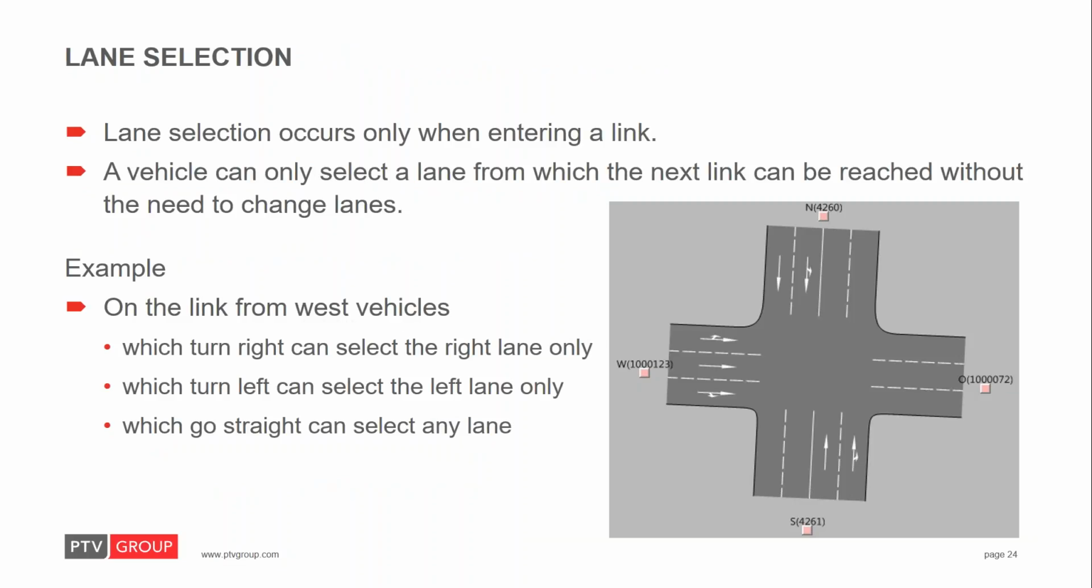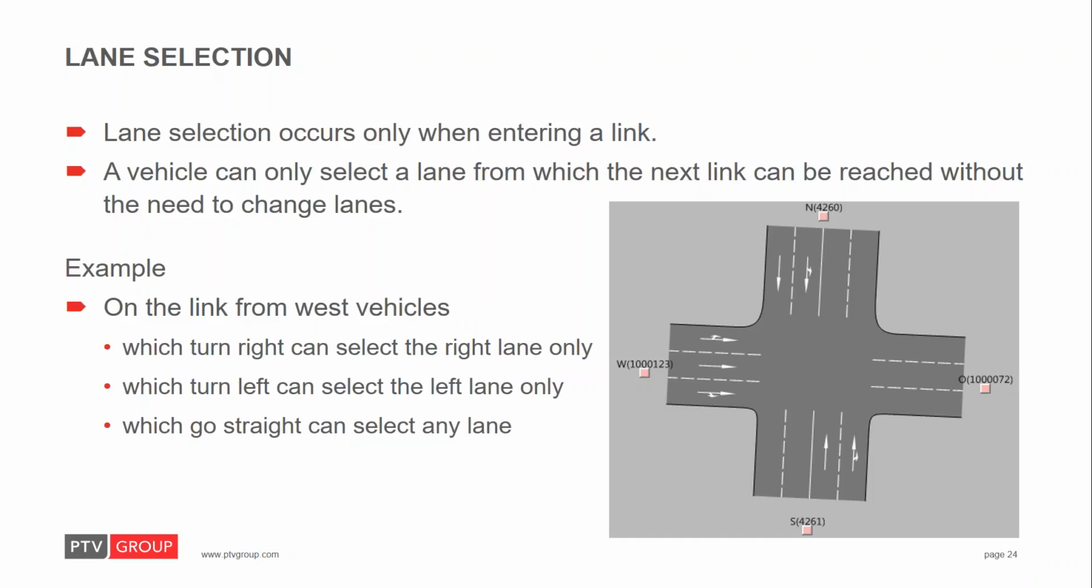So in Visum, lanes of a link still have the same properties. That means free flow speed is identical for all lanes, and also the same set of transport systems that is permitted on the link is allowed on lanes of the link. The options for lane selection are derived from the junction geometry. So lane selection occurs when a vehicle enters a link. More specifically, a vehicle can only select a lane from which the next link of the route can be reached without the need to change lanes.